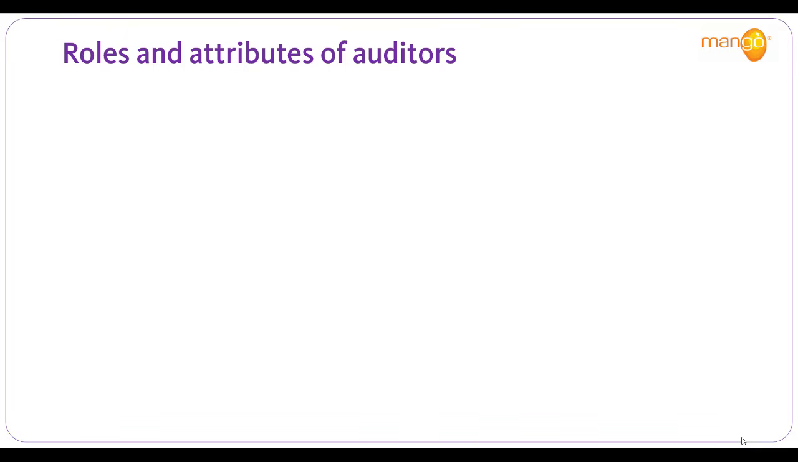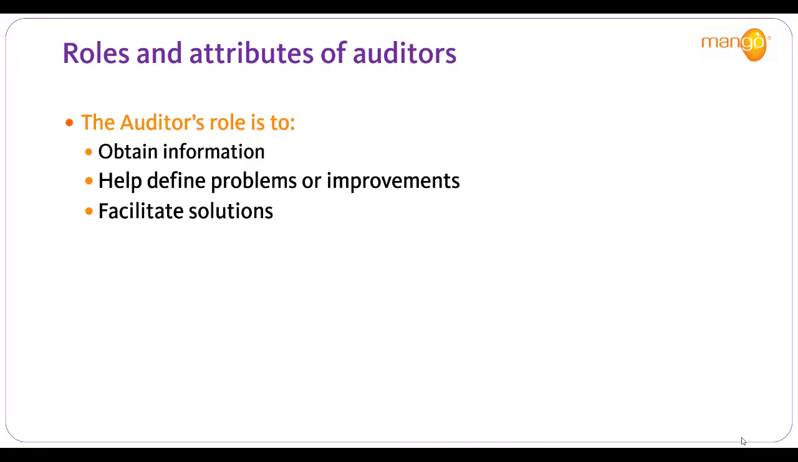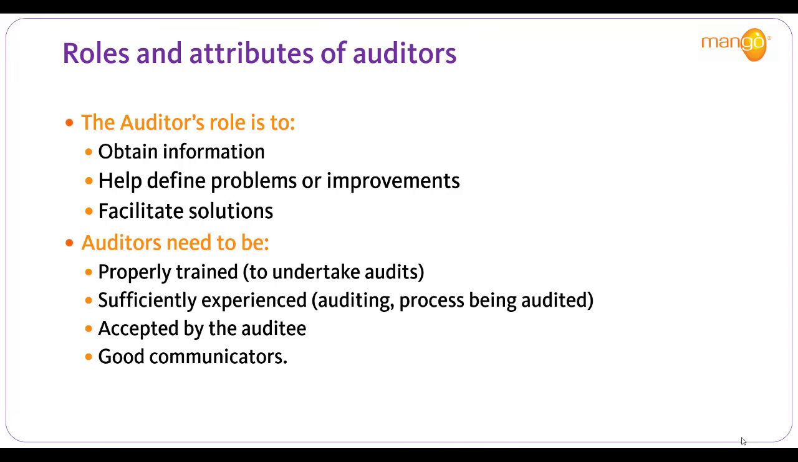Let's move on to the roles and attributes of being an auditor. So the auditor's role really is to obtain information. They need to look for information that is part of the audit. They're not there to look elsewhere. They're looking for information. They're also looking for improvements and maybe looking for problems that may be causing issues inside of that particular process. And they can be there to facilitate solutions if that's required as part of the audit. But in most cases, I wouldn't recommend the facilitating of solutions.